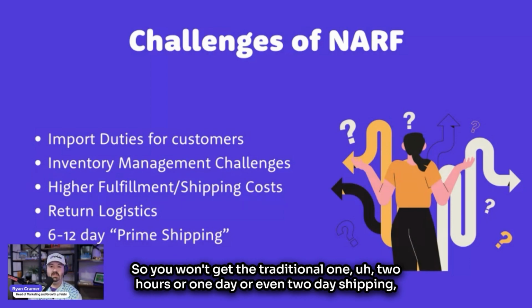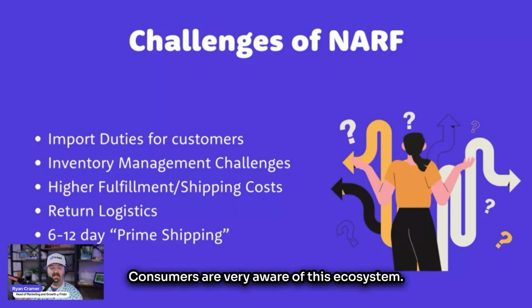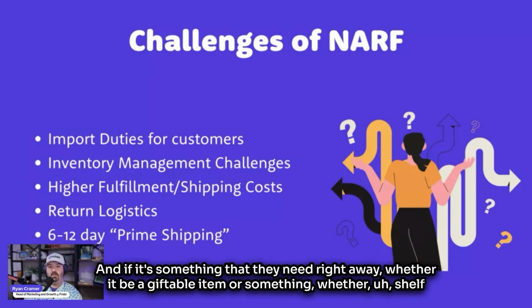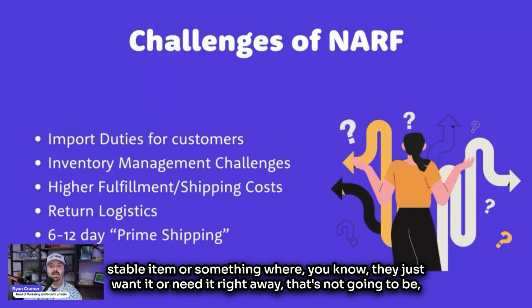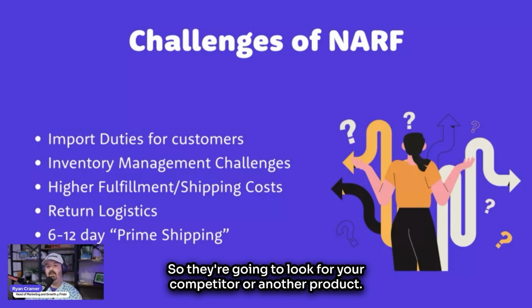So you won't get the traditional 2 hours or 1 day or even 2 day shipping. You're getting it fulfilled from a different country. It's going to be a longer wait time. Consumers are very aware of this ecosystem. And if it's something that they need right away, whether it be a giftable item, a shelf stable item, or something where they just want it or need it right away, that's not going to be an option for you as a seller, but also as a consumer. You're not going to want to have that product, so they're going to look for your competitor or another product.